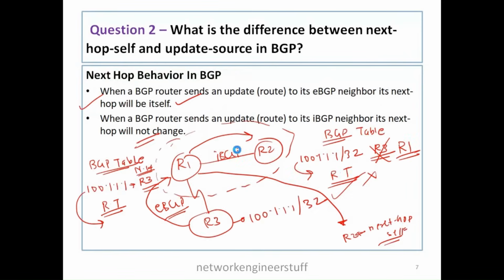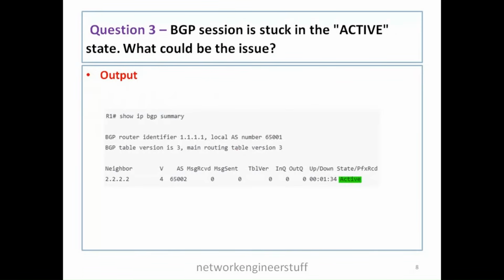Okay. Let's move to question number 3. BGP session is stuck in active state. What could be the issue? Now, this is a very common question, that BGP session is stuck in active. So guys, whenever we say BGP session is stuck in active, active is bad in BGP. It is not good. Active means down. The BGP session is down. So what could be the probable reasons?